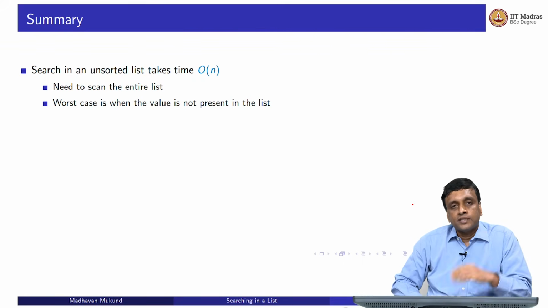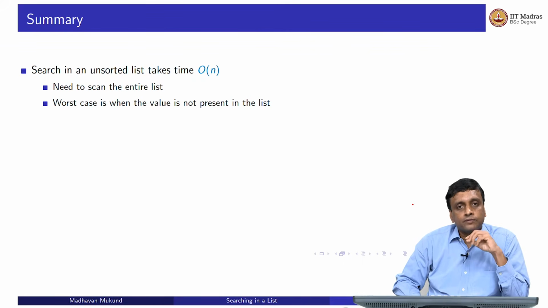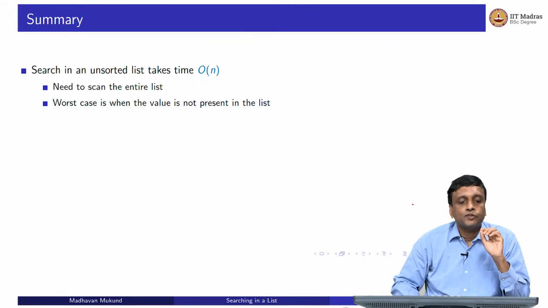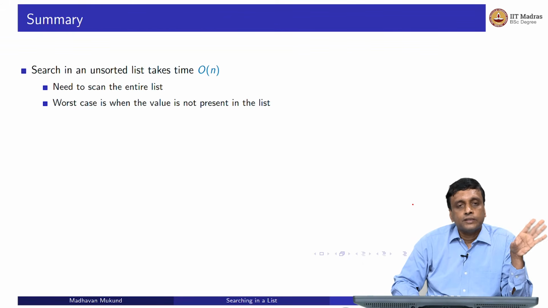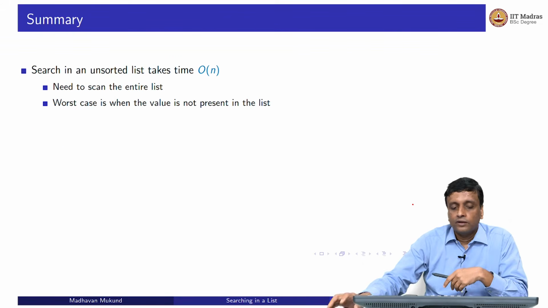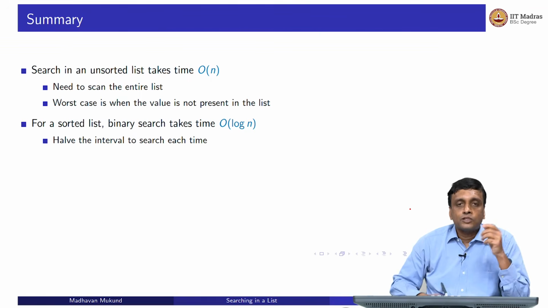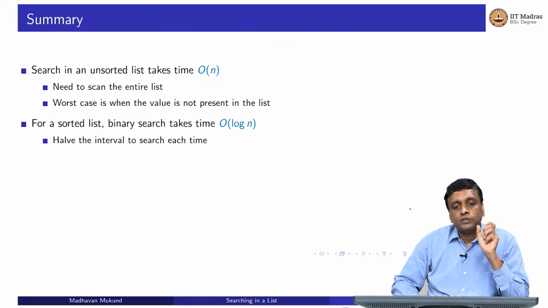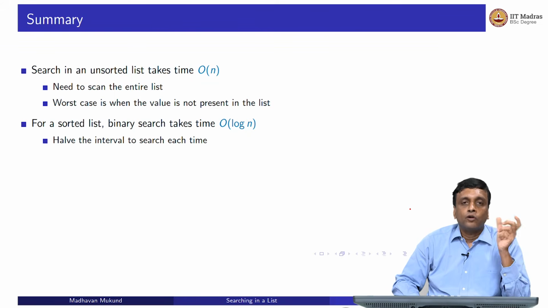So to summarize, the first non-trivial algorithm that we have seen in this course is searching, right? So given a value, given a list, search for this value in the list. If the list is not sorted, you can't do anything better than big O of n, right? So we have to scan the entire list, and the worst case is when the value is not present. On the other hand, if the list is sorted, then we can use this binary search by looking at the midpoint, and in log n time, by halving the interval to search each time, I will find or not find the value in log n steps.